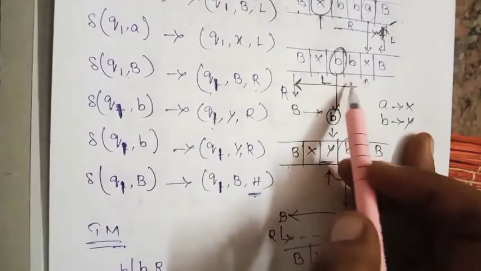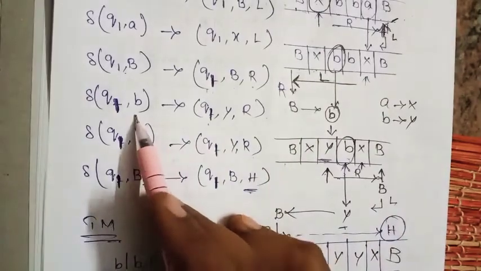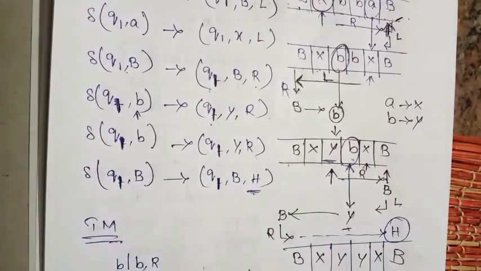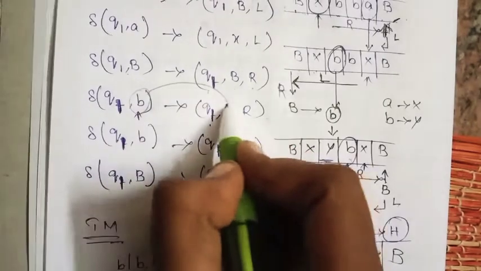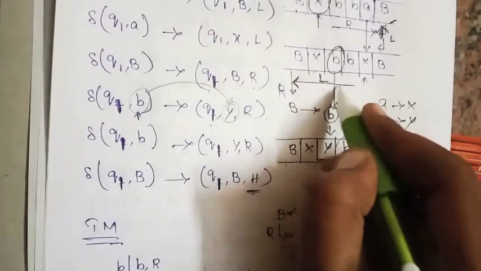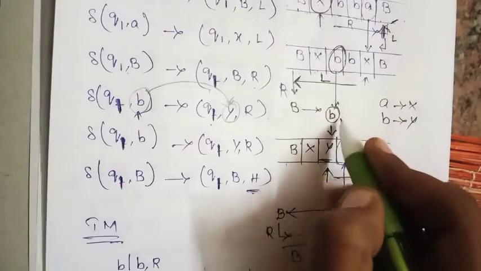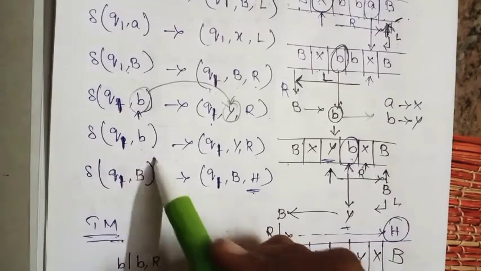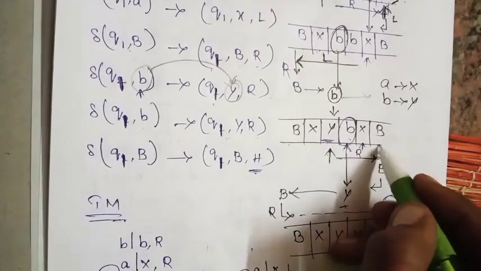Then here at first we just read the b. Here this is the b. Then there is no change in the state of the b and we are replacing this b with the y, and here R. It is moving to the right side. Then here again we read the b, and further b also it is the same. And at last we are reaching the blank space.